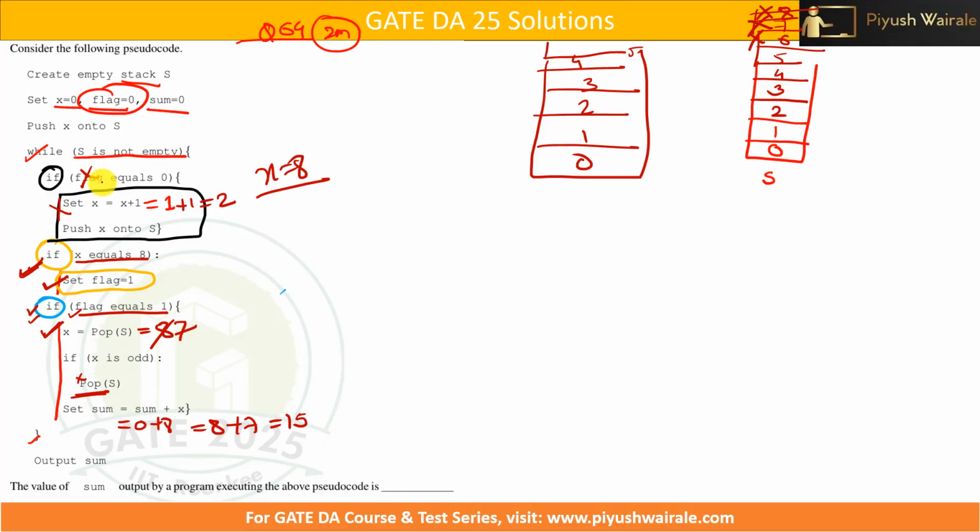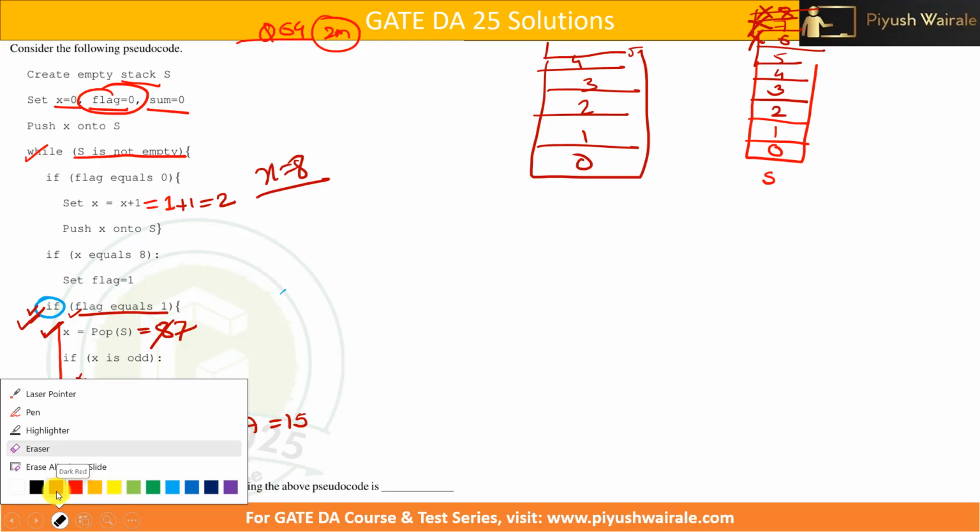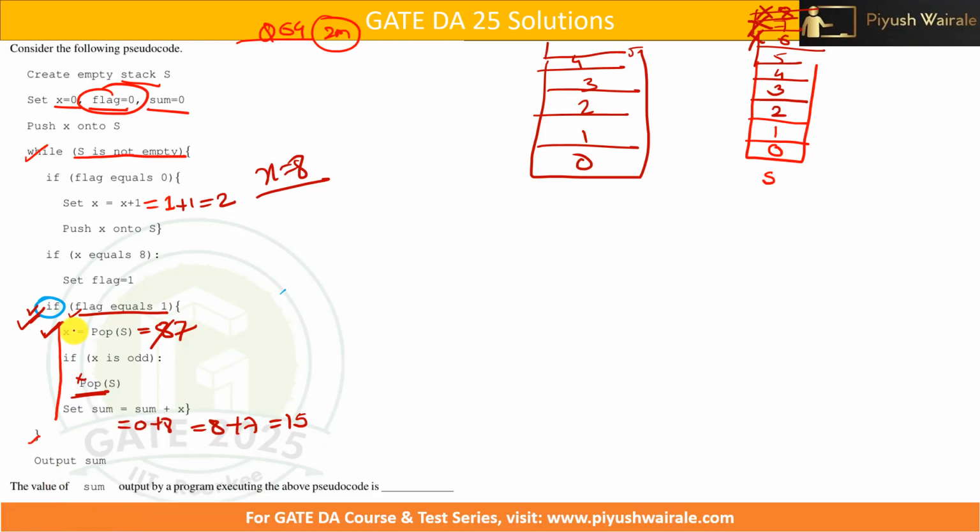Again, we are checking flag equals 0. No. x equals 8. No. Flag equals 1. Yes. So now we are going to execute this if statement only, because the above two if statements are not going to execute, because anyway flag is not equal to 0 and x is not equal to 8. Okay. So again flag equals 1. x, we are going to pop s. So again we are going to pop the top element, that is 5. So we are going to remove 5 now.